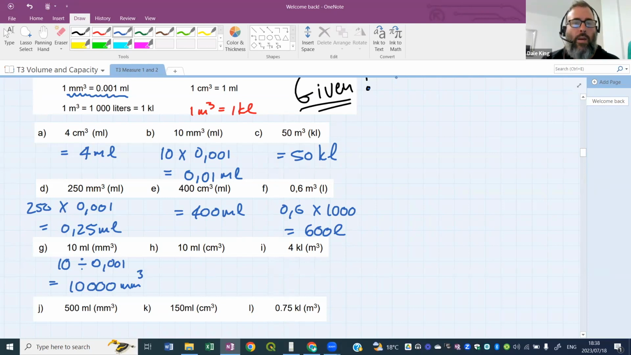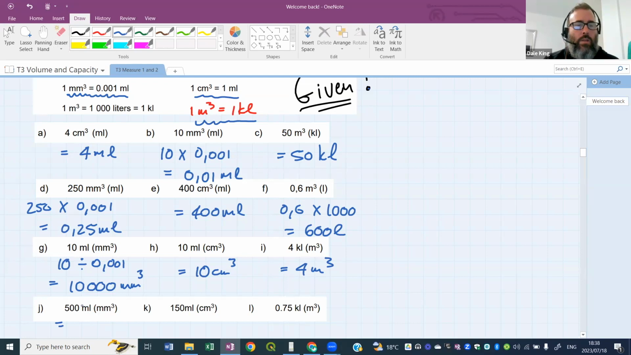Okay. H, milliliters to centimeters cubed. That's this one here at the top, and that's a straight conversion. So that's just going to give me 10 centimeters cubed. It's a straight conversion, 1-to-1. Kiloliters to meters cubed. That's this one here. That's a straight conversion. So that's going to give me 4 meters cubed. All right. Down at the bottom, milliliters to millimeters cubed. That's the same as this one at the top here. Similar question to G.